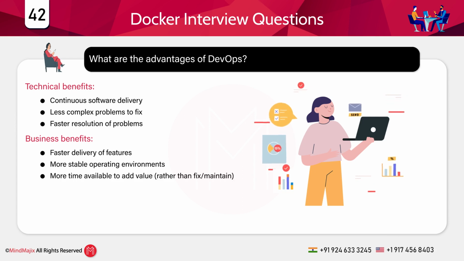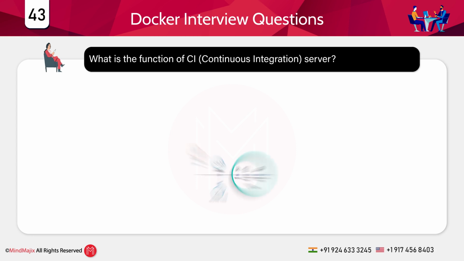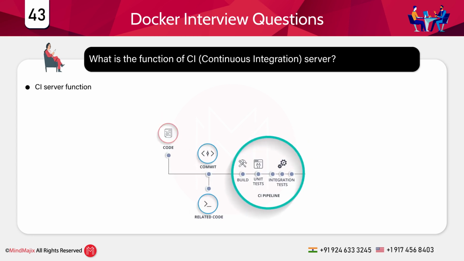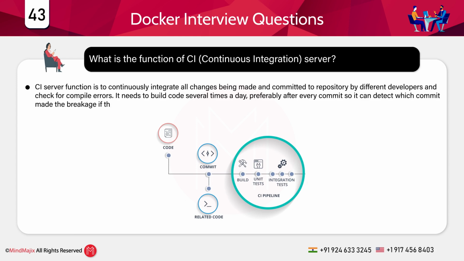fix and maintain. The next question, what is the function of a CI, that is continuous integration server? The CI server's function is to continuously integrate all changes being made and committed to the repository by different developers and check for compile errors. It needs to build code several times a day, preferably after every commit, so it can detect which commit made the breakage if a breakage happens.